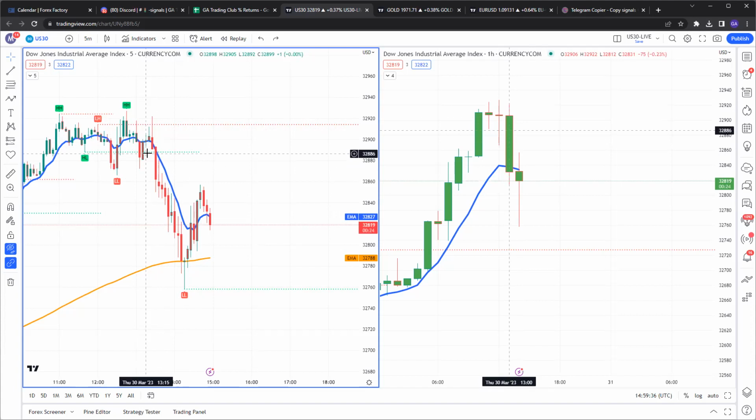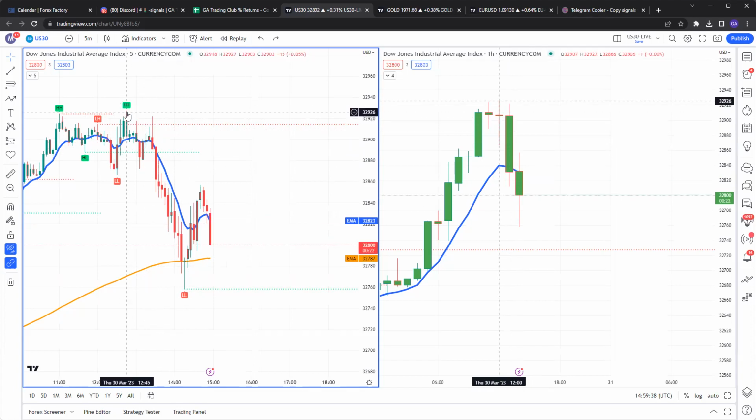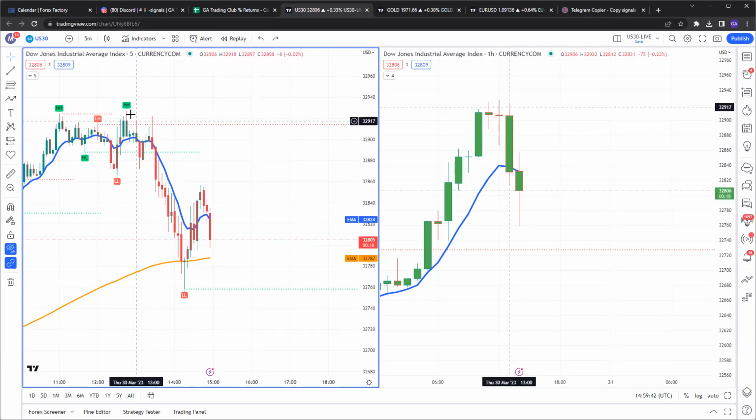So that is how we do it. What other confluences can I use? A trend line, right? More than likely, here we already don't even have a trend line to the downside on US 30. So more than likely, you're not going to have a trend line.